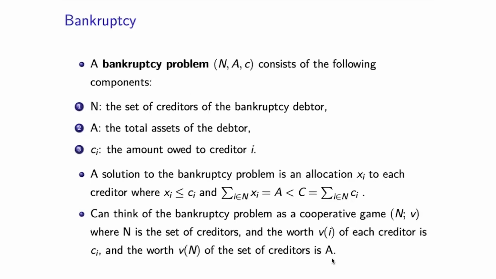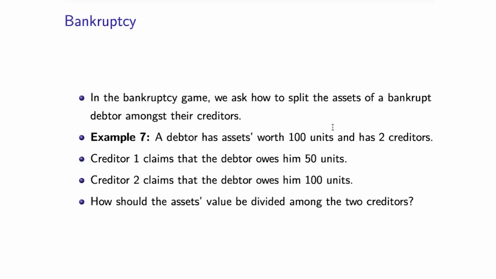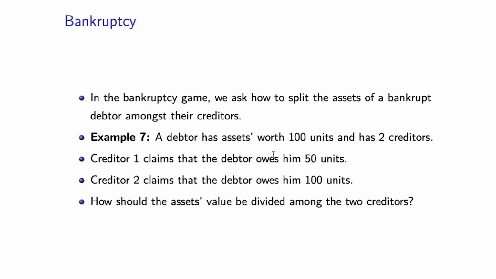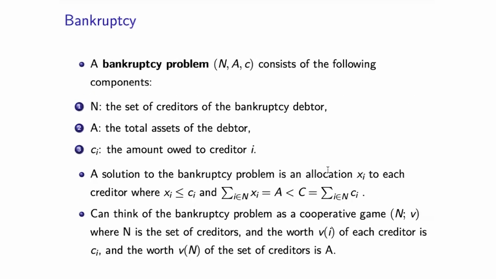So we are going to think of this bankruptcy problem formally as a game which has the following components. You have to specify N, which is the set of creditors of the bankrupt debtor. Then you have to specify A, which is the total assets of the debtor. And you have to specify Ci, which is the amount owed to creditor i, right? So in this example, we had N being 1 and 2. We had A being 100, and we had the claims being C1 equal to 50 and C2 equal to 100, right? So this is the description of the game.